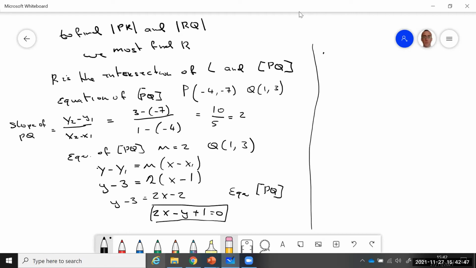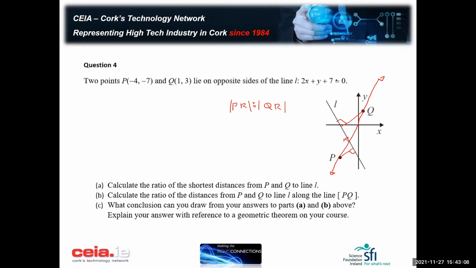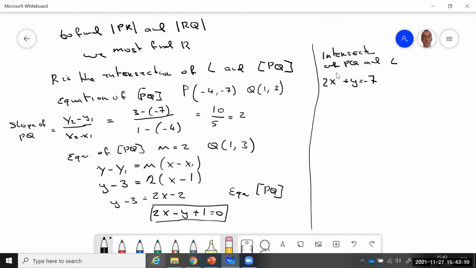All right. So now that we found the equation of PQ, we have to find the intersection of PQ and L. Okay. So that's a simultaneous equation. So we said that L was 2x plus y equals minus 7. I'm just flipping it around slightly and bringing the 7 over to the other side of the equal sign, because I think that's more normal when solving simultaneous equations. And we have 2x minus y equals minus 1, which is the equation just found for PQ.